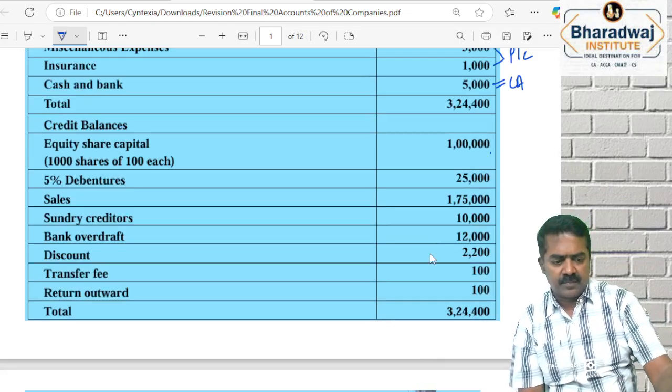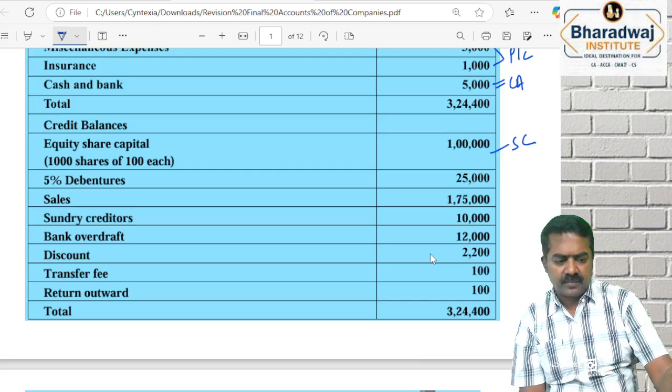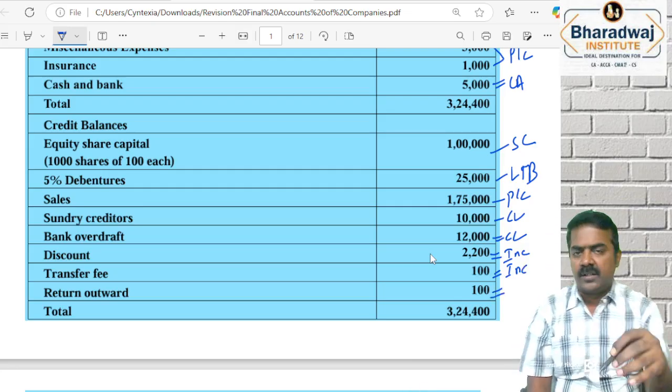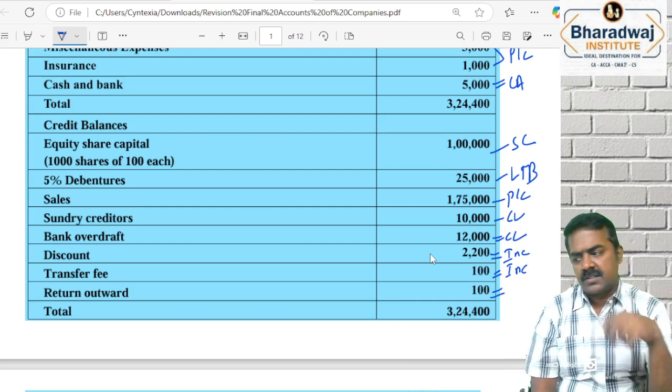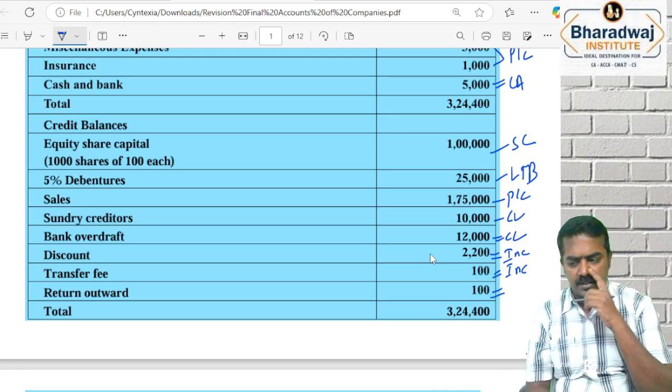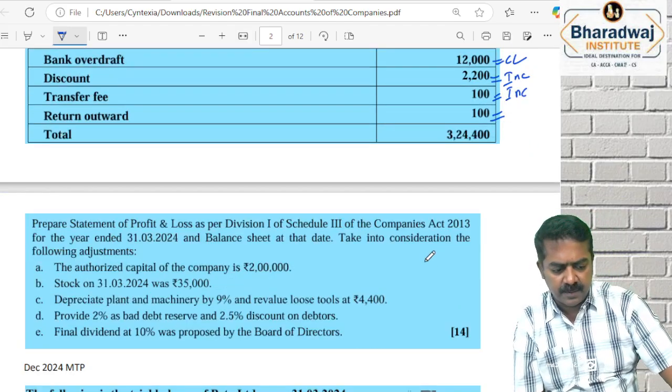Of course, this is share capital. This will come under long-term borrowings. Sales will come in P&L account. Of course, current liability. Bank OD will come under short-term borrowings, current liability. Discount is an income. Transfer fees is an income. Returns outward. Purchase returns. Returns outward here means purchase returns. It will be adjusted from purchases.